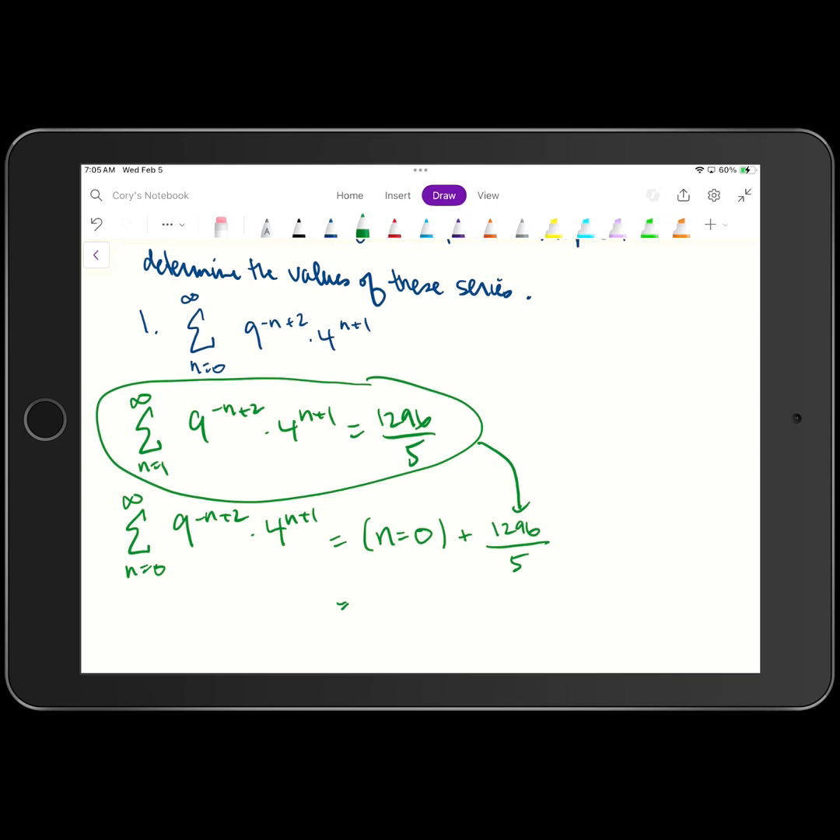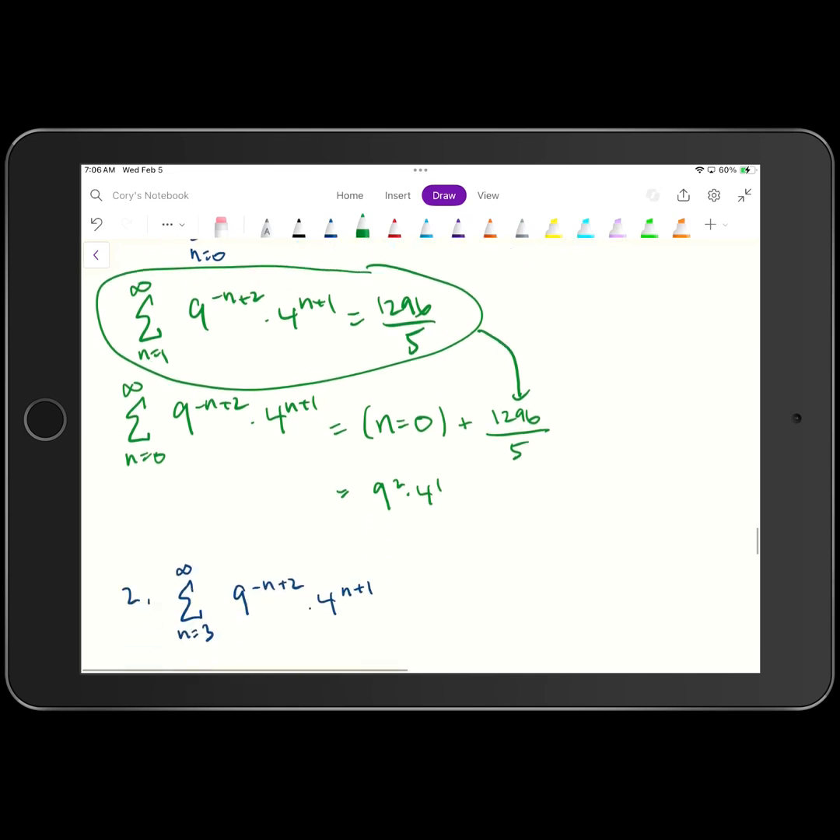When I plug 0 into that summation, we get 9 squared times 4 to the first power, which is 81 times 4, which is 324, plus 1296 over 5, and that winds up simplifying to 2916 divided by 5.